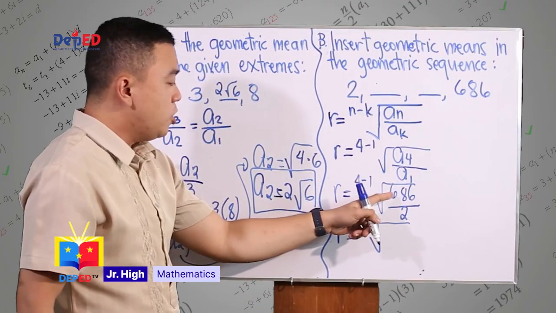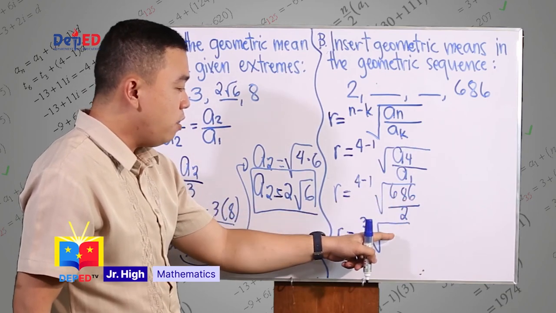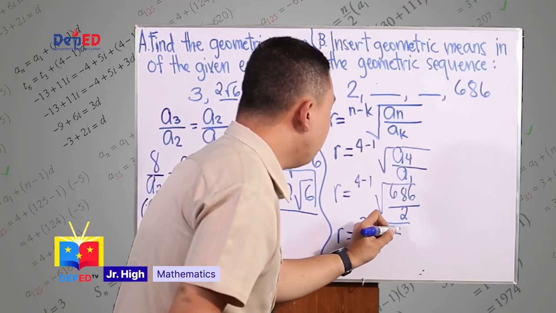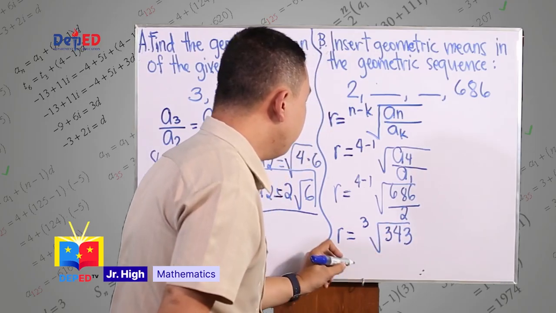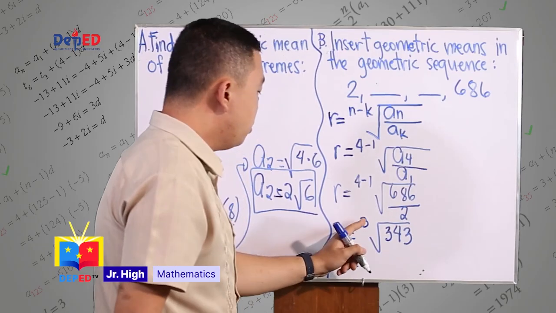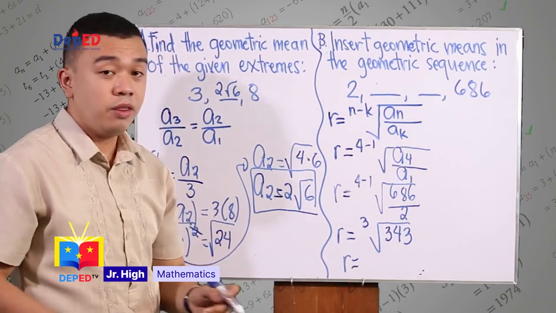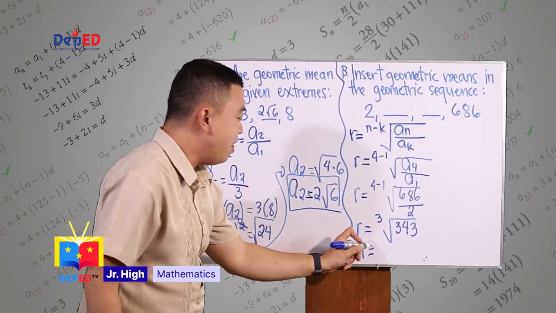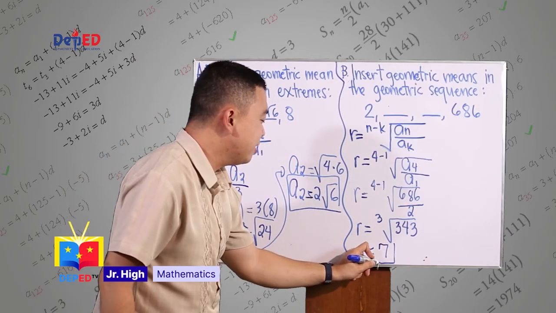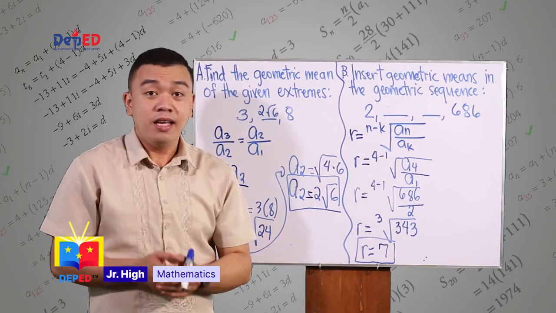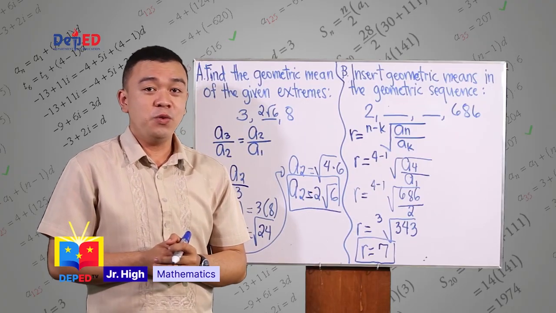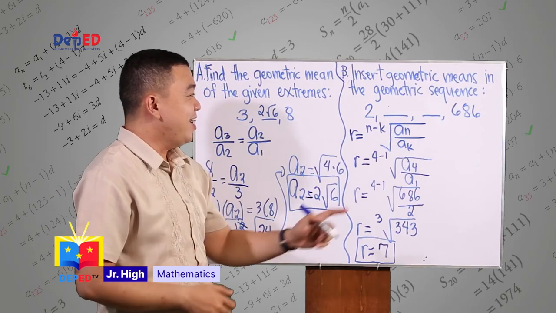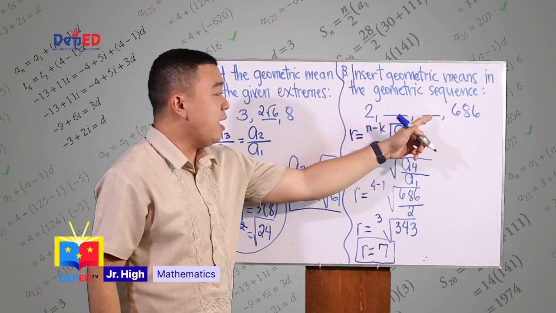And 686 divided by 2 will give us 343. Getting the cube root of 343 will give us, correct, that's 7. Since we already have our common ratio, we can now solve and find the missing terms. Again, that is a sub 2 and a sub 3.